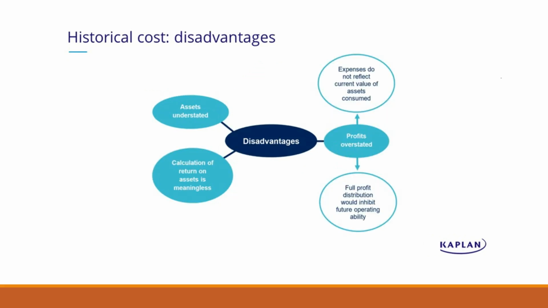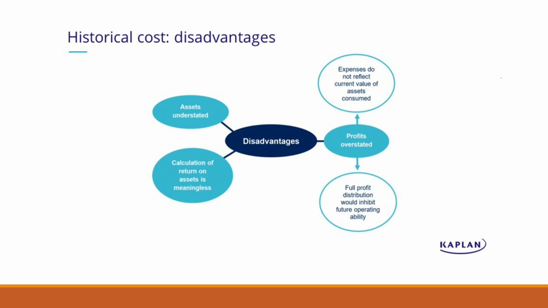While historical cost has its advantages, it's important to be aware of its limitations. As this diagram illustrates, there are several key disadvantages. One major issue is that assets can become understated. Over time, the value of assets can increase due to inflation or other market factors, but historical cost doesn't reflect these changes. Relatedly, expenses may not reflect the current value of assets consumed. For example, depreciation based on historical costs might not accurately reflect the current economic cost of using an asset.